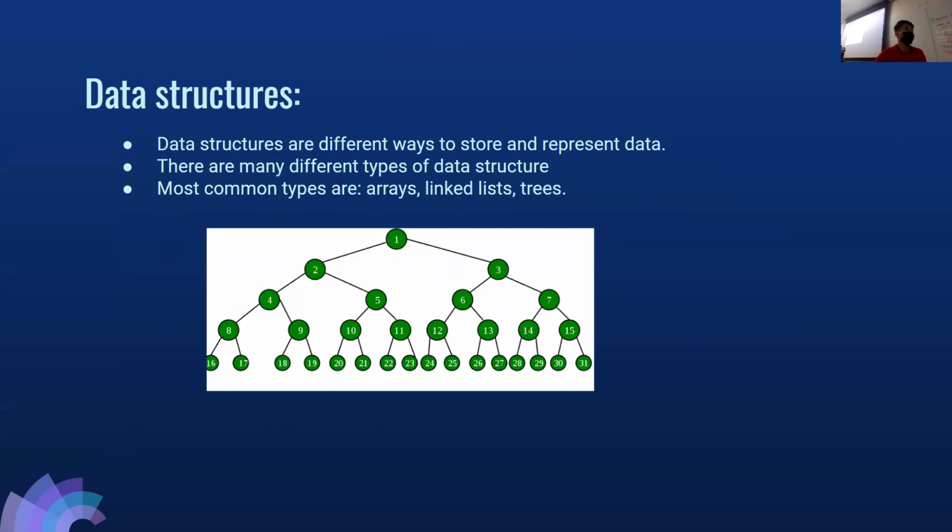So what are data structures? Data structures are just ways to store and represent data. There are many types of data structures. If you have any programming experience, you probably know about arrays and maybe linked lists and trees. This is an example of a tree, right? You store a one here, and the one has what we call children, two children on either side, and you can manipulate this behavior to do some pretty interesting stuff.